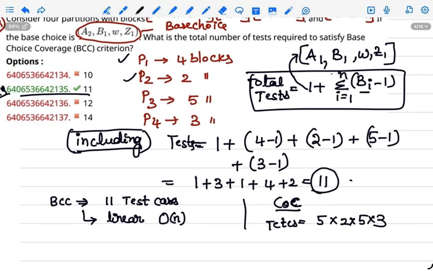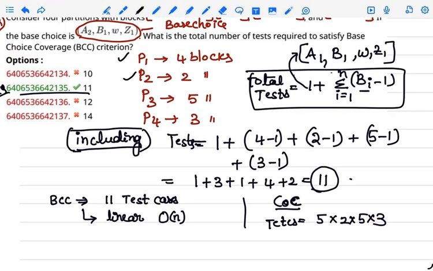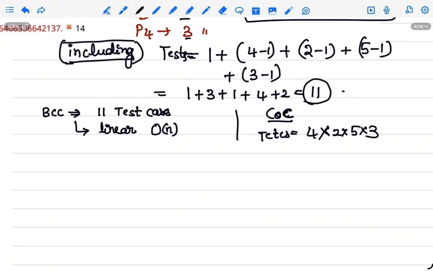Not 5, sorry, it is 4, right? 4 times 2 times 5 times 3. That is the total number of blocks multiplied, which is the total tests required for combinatorial coverage criteria. Full combinatorial coverage criteria is 120 tests, which is more, right? But BCC has fewer test cases, only 11 compared to combinatorial coverage criteria.